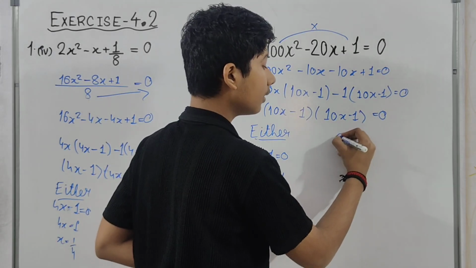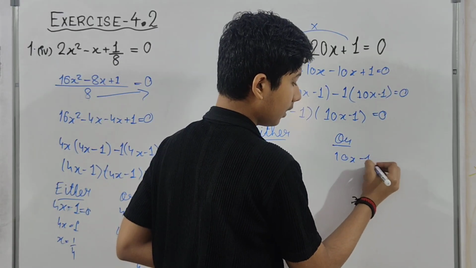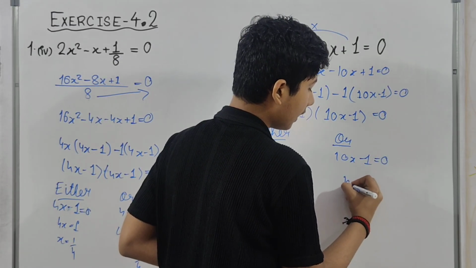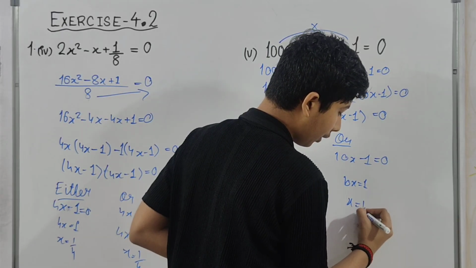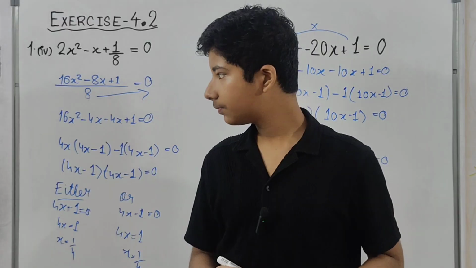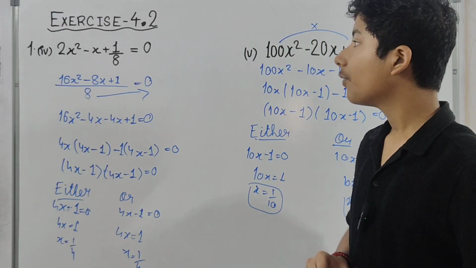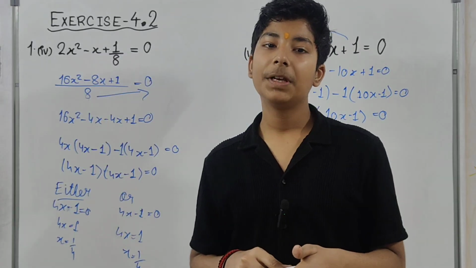Same we'll do this side using OR. 10x minus 1 equal to 0. So 10x equals to 1 and x equals to 1 upon 10. I hope this is also clear. Now we have completed this question and this part is also completed.